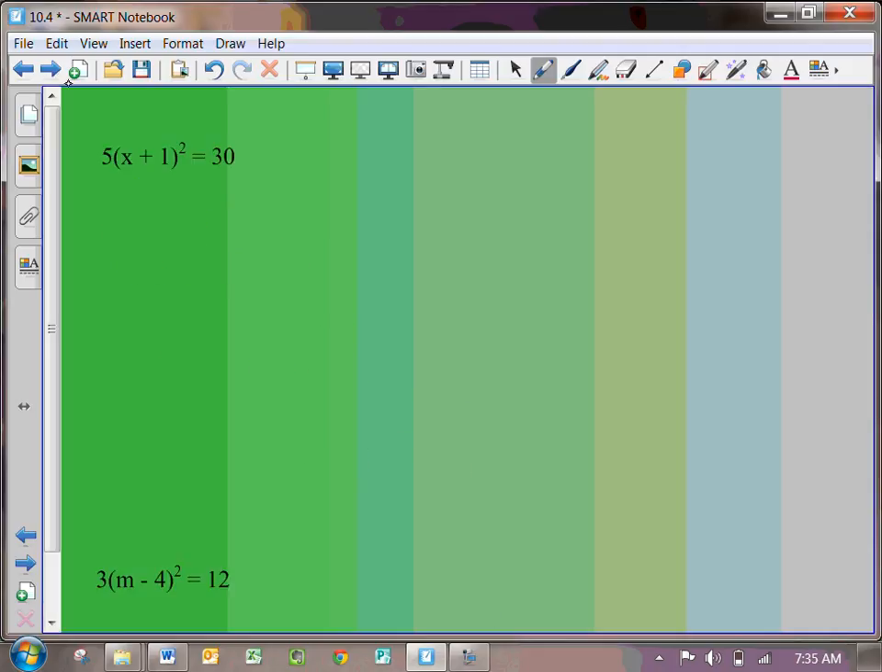We got a couple more we're going to go through here. So the next one's going to be a little bit more tricky. I'm going to show you that one, just because the next two are actually that way. So we want to get x by itself. So we can't do the square root first because there's a 5 out front. We have to get rid of it. So we're going to divide by 5 on both sides.